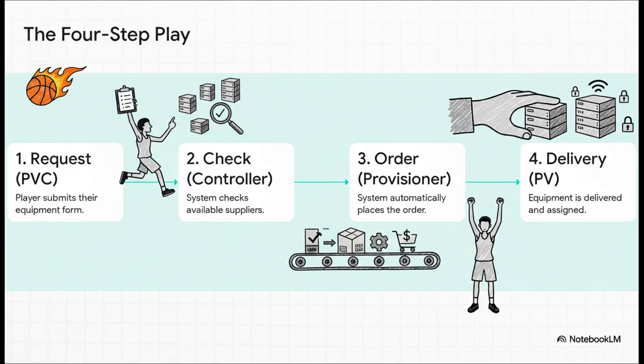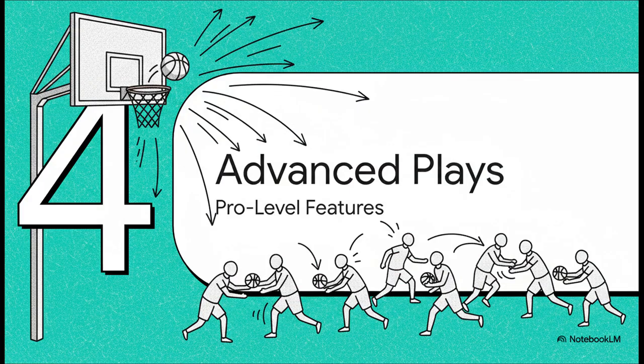First, the player submits the request. Then, the Kubernetes controller, which is kind of like the brains of the whole operation, checks to see which supplier can handle that request. Third, it automatically places the order. And finally, step four, the equipment, the storage, gets delivered and assigned to the player. And the best part, all of this happens in minutes, with absolutely zero manual work. Okay, fundamentals are down. Now let's get into some real pro-level plays. This is where this system gets really powerful.